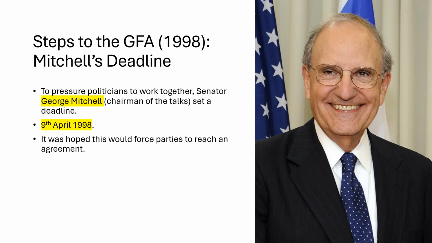He was really pressuring politicians to work together. One of the ways that George Mitchell does this is by setting a deadline, the 9th of April 1998. George Mitchell states there must be an agreement in place by then. Otherwise the talks are done and that's it. This was all for nothing. It was hoped that by creating this deadline, it would force parties to reach an agreement, that there couldn't be any dithering or delaying, that they would have to keep working to try and meet that deadline. Otherwise the whole thing would have been a failure and for nothing.